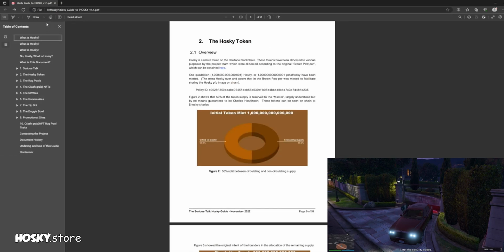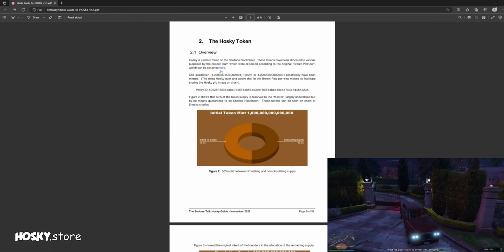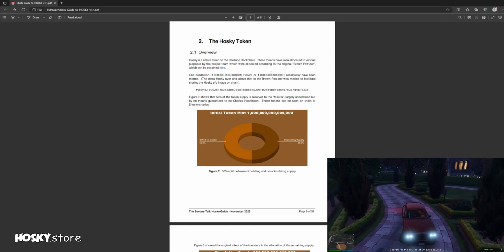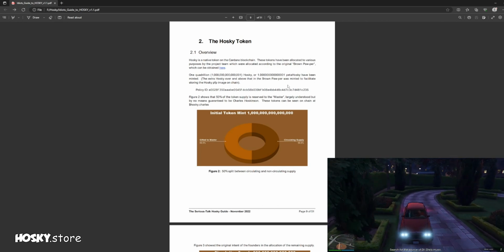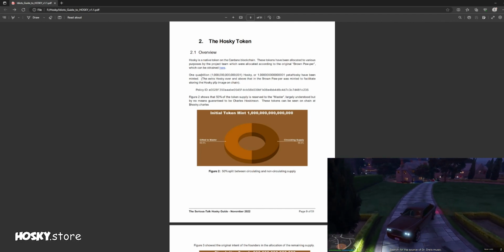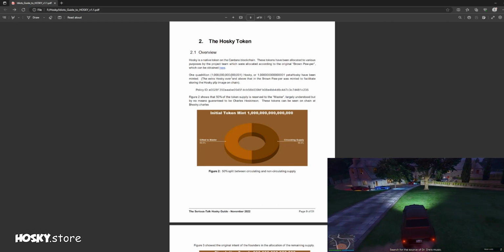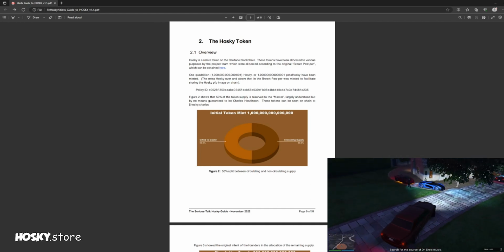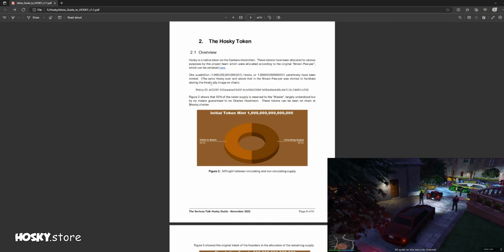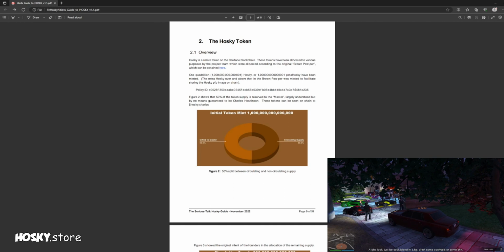So let's go back. 1 quadrillion Hosky, or 1 petahosky, have been minted. So 1 quadrillion and 1 Hosky, okay? The extra Hosky over and above that in the brown paper was minted to facilitate storing the Hosky PFP image on chain. And then this is the policy ID for that.